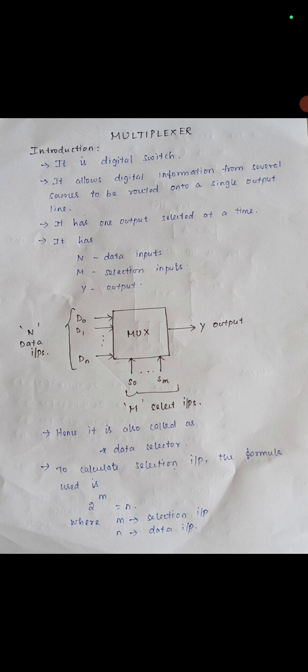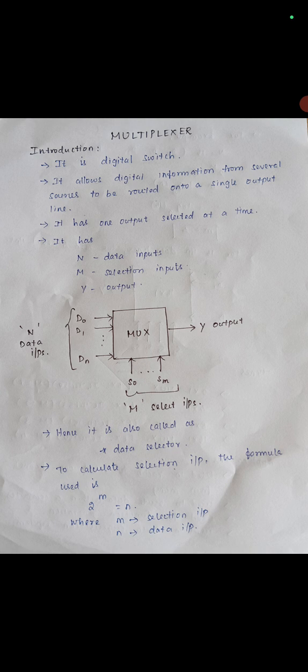Okay, look at the block diagram. In this diagram, there are n data inputs, starting from D0, D1 up to Dn. D0 is the LSB and Dn is the MSB. There are m selection inputs, S0 to Sm, where S0 is the LSB and Sm is the MSB, but there is only one output at the output side. Hence, out of n inputs, only one is delivered at the output. Hence, the mux is also called a data selector.